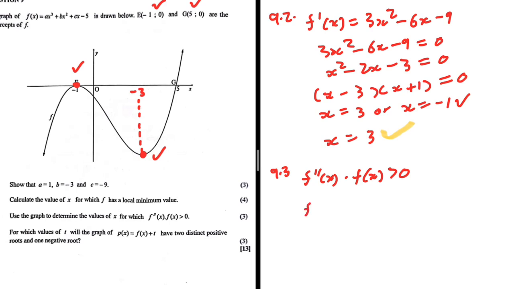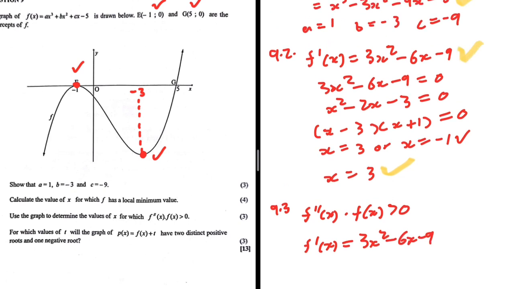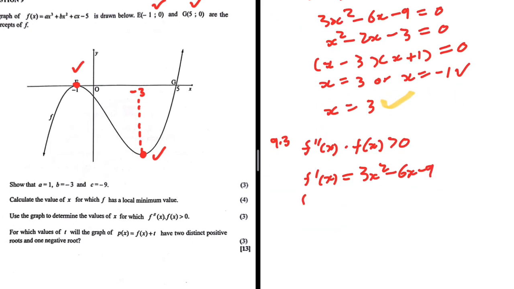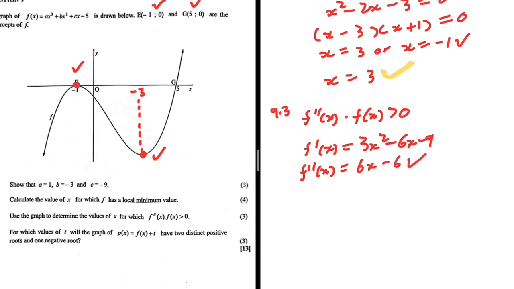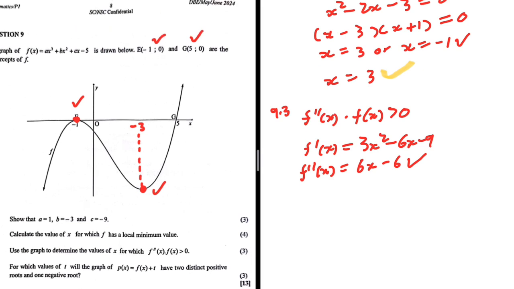F prime of x, we know fully well that it is equals to 3x squared minus 6x minus 9. I'm getting it from here. So if we find the second derivative, we're going to have 6x minus 6. So this is the second derivative. Okay, let's find the intercepts of this second derivative. I want to find the intercepts because I want to sketch it and show you something.